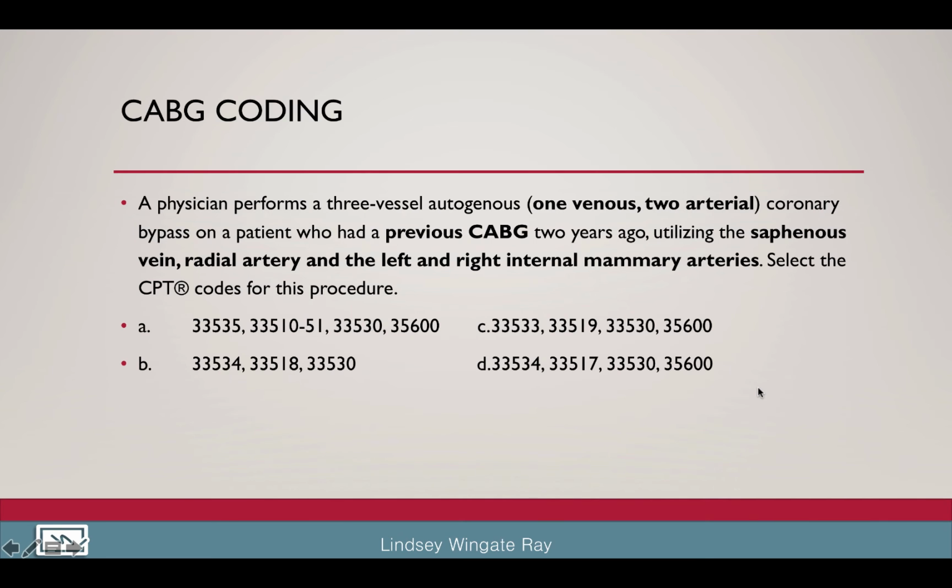Here's a scenario that I want to do together. A physician performs a 3-vessel autogenous, 1 venous, 2 arterial coronary bypass on a patient who had a previous CABG 2 years ago, utilizing a saphenous vein, radial artery, and the left and right internal mammary arteries. Select CPT codes for this procedure. Take a shot at this. Pause the video, and I'll be back with the answers.